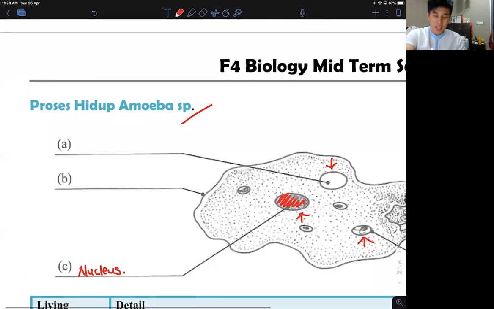We start with the white one first. What's this vacuole called? Yes, it's a vacuole, but there's a name for it. It's called a contractile vacuole. Now, why is it white colored? Because there's water inside. So the contractile vacuole is related to water, and we will look at it in a while.